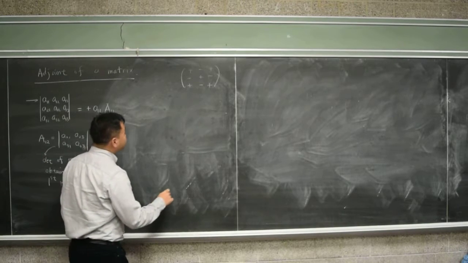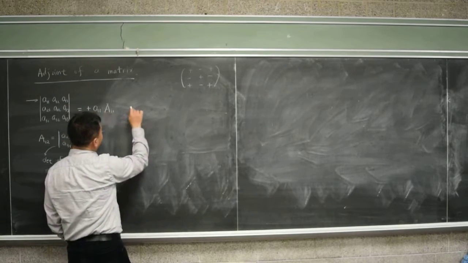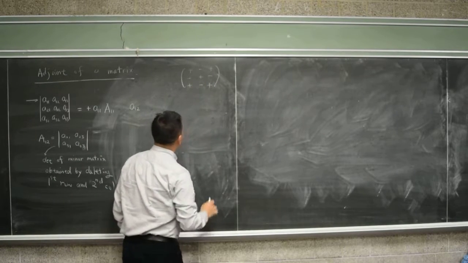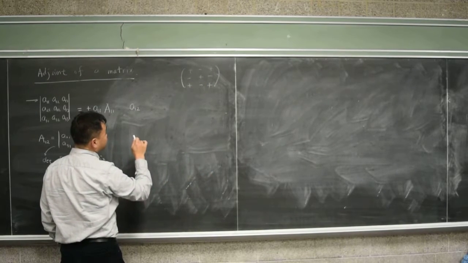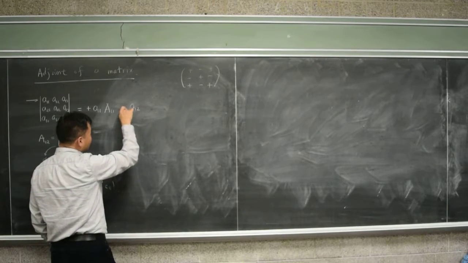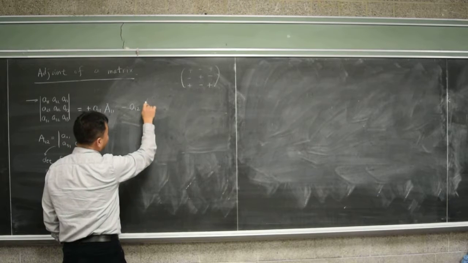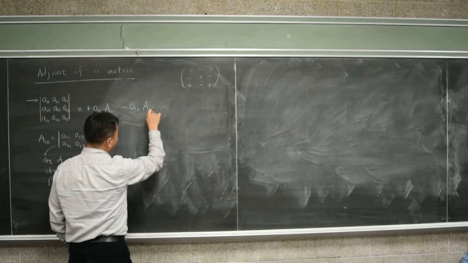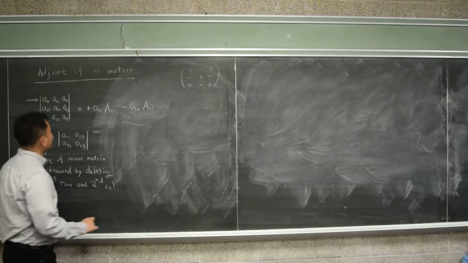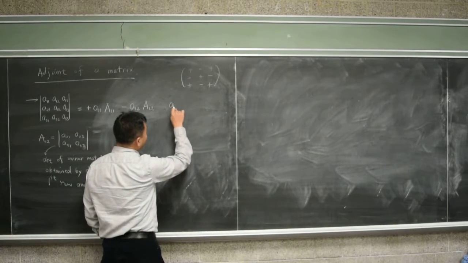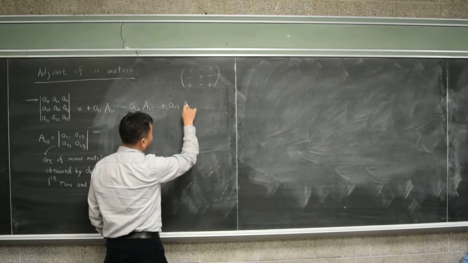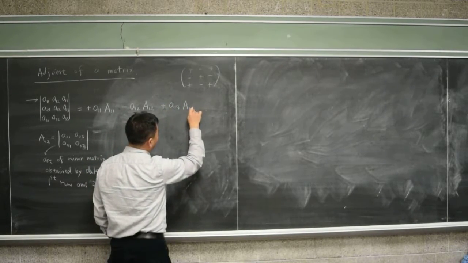And then the next element is A12. Here you can see that the checkerboard of signs gives you minus, and I put capital A12. And then the last one is A13. Checkerboard of signs is plus. You have capital A13.